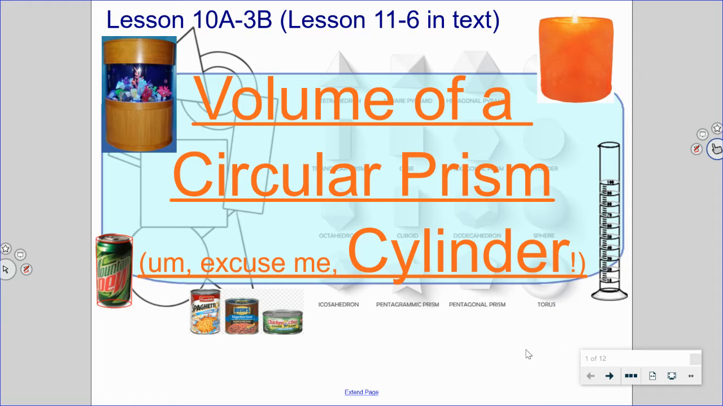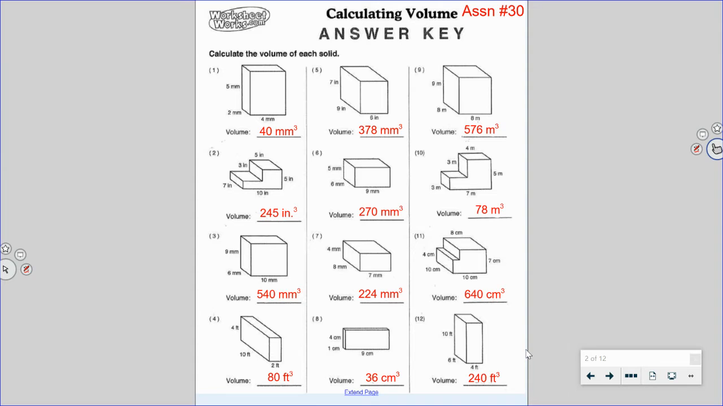Welcome back to Lesson 10A-3B. Really, it's Chapter 11, Lesson 6 in the textbook. Volume of a circular prism. Circular prism. Why on earth would we call that circular prism? I guess we could call that cylinder. More on that as we go through. Pause your video. Come on back when you're ready.